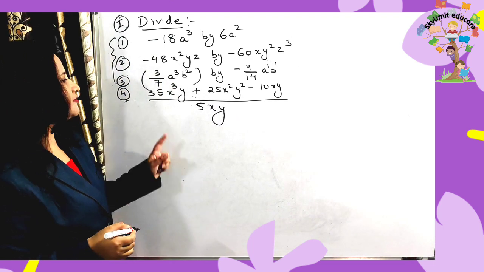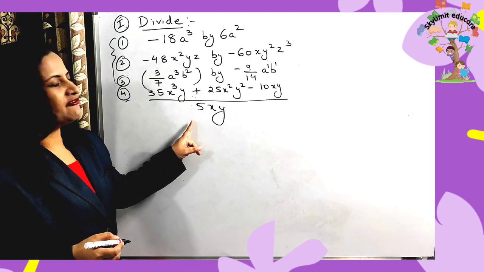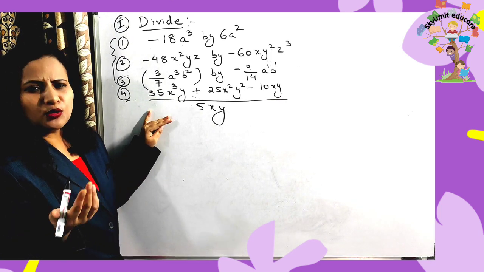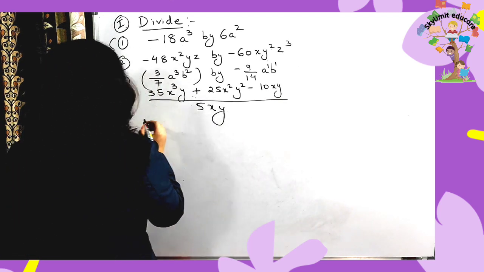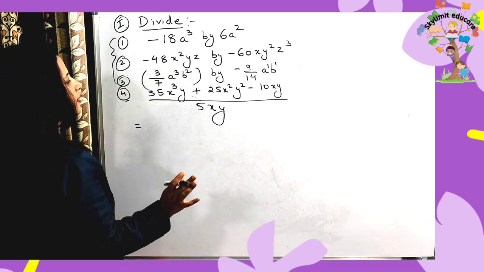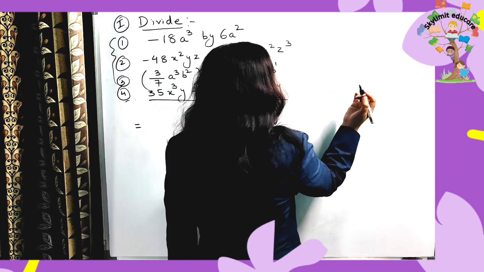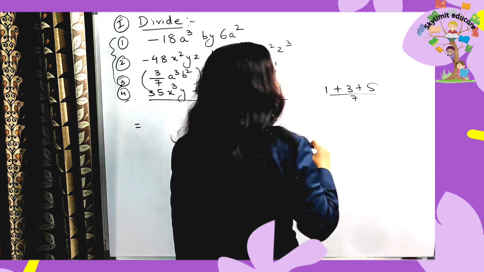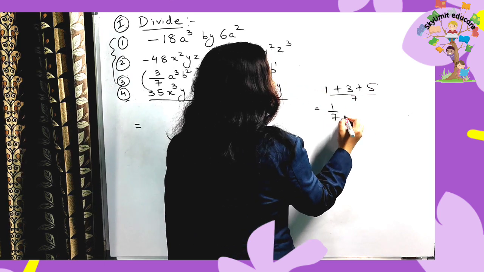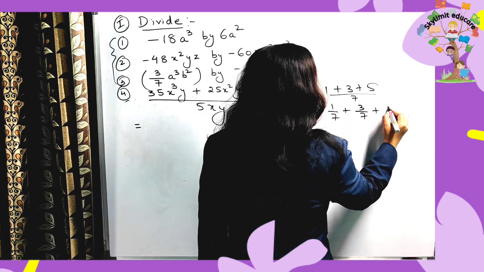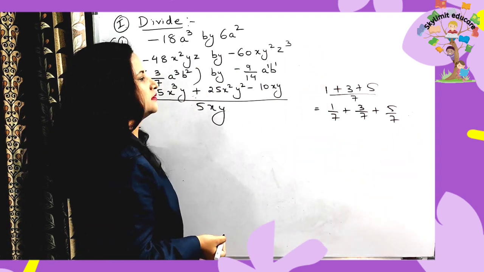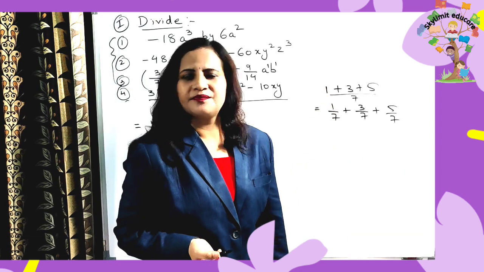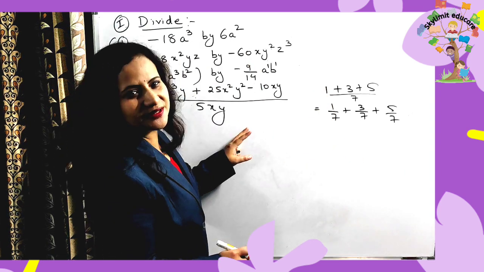Yes, first step. This is the first step. Whole divided by 5xy, right? This is what? Polynomial divided by a monomial. Okay. Now the next step, what you're going to do, just split it. Just split it means what? I'll just show you one thing. Suppose you have 1 plus 3 plus 5 by 7. It can be split as 1 by 7 plus 3 by 7 plus 5 by 7 or not? Yes. From here you can get this. Are you all clear? The same way we are going to split this also. Just see it.